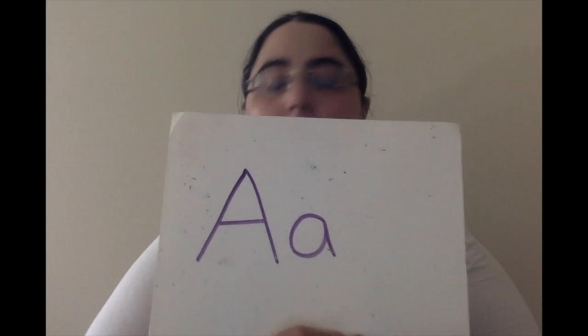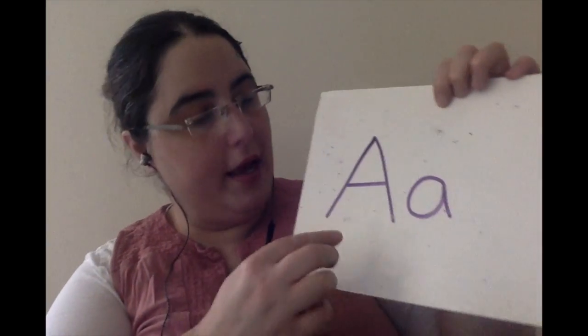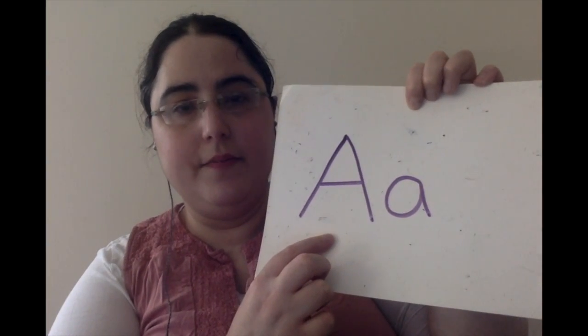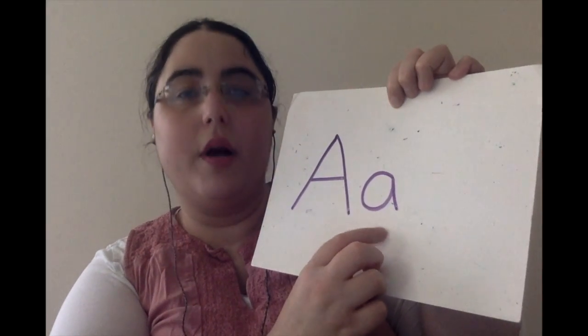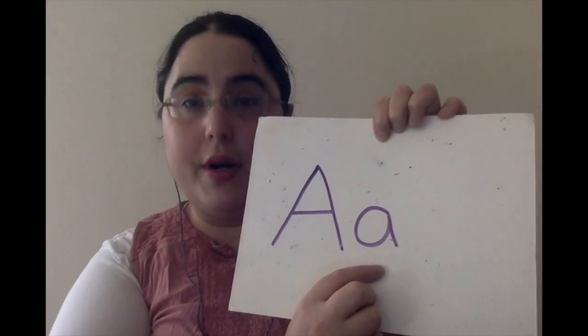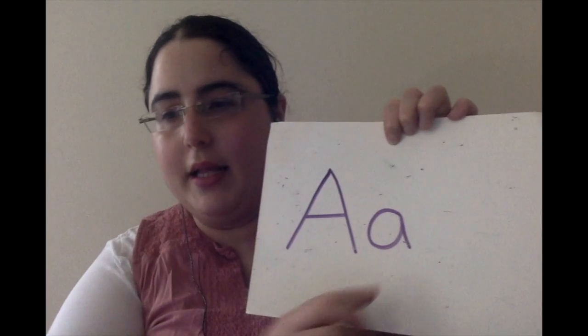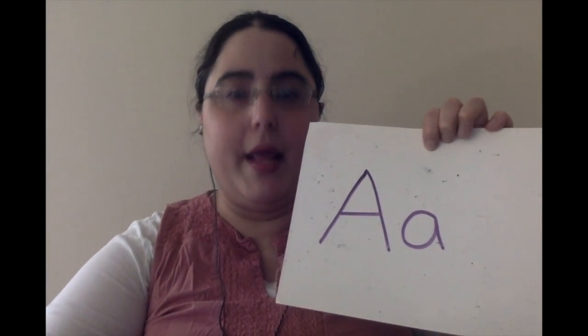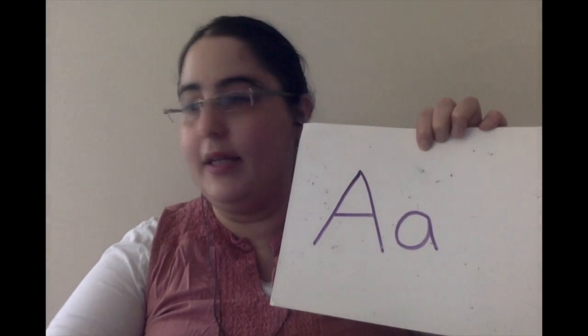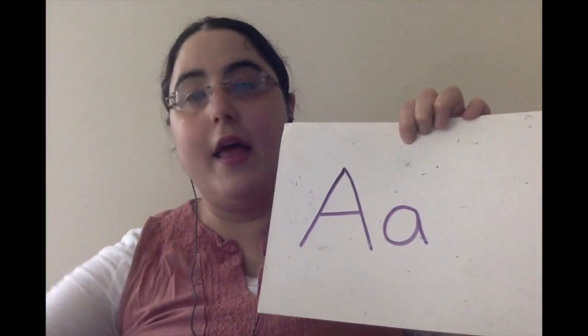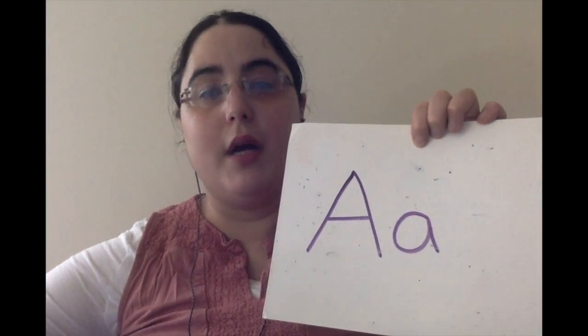Now let's look at A, because that's the next letter in your name. Now here we have an uppercase A, and here we have a lowercase a. In your name, because it's not the first letter, we use the lowercase, the small a. But let's start by practicing to write the big A, the uppercase A first, and then we will start to write the lowercase, the small one.